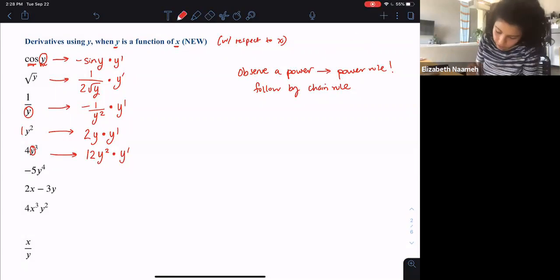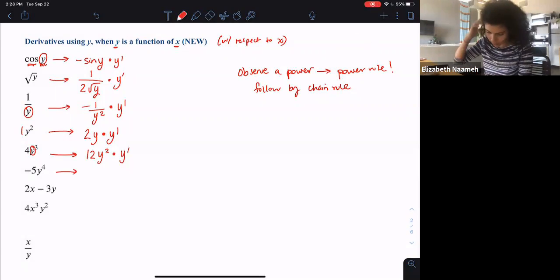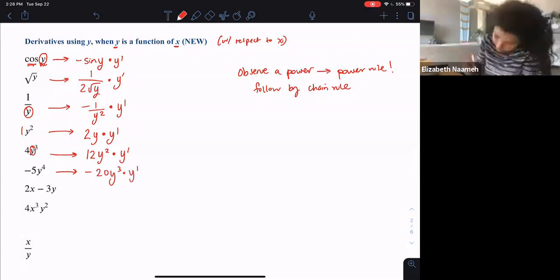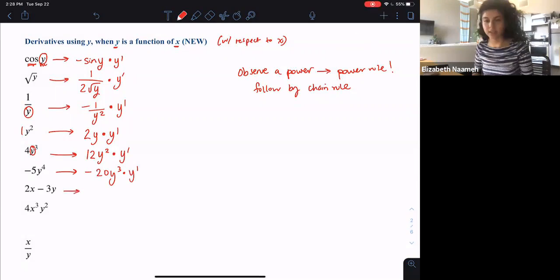Okay, Ramon Calvillo, give me the derivative of negative 5y to the 4th. Negative 20y cubed times y prime. Nicely done. Very good. Okay, let's move on to the next one.